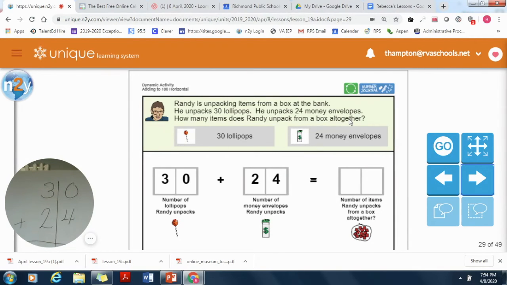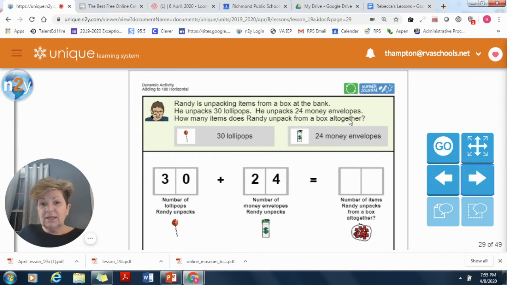0 plus 4. And in the tens column, we have 3 plus 2. So if you have 0 candies and someone gives you 4 candies, how many candy do you have altogether? 4. So you write your 4 in your, what column? Ones column, good, because that's 4 ones.